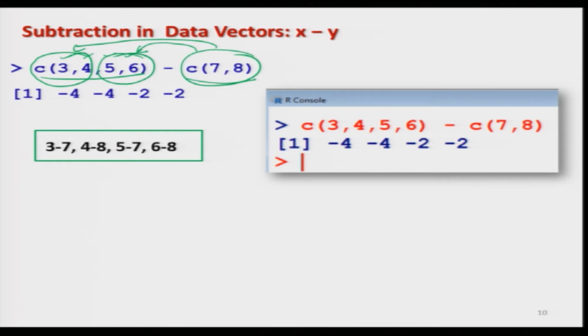So, now this will become simply 3 minus 7, 4 minus 8, and then once again 5 minus 7 and 6 minus 8, and that is going to give you the answer: minus 4, minus 4, minus 2, minus 2. Right. So, you can see here that these operations are pretty straightforward, and the basic methodology is the same as what happened in the case of addition also.